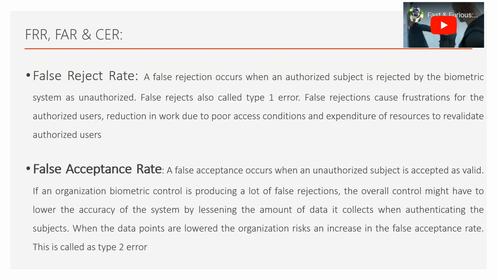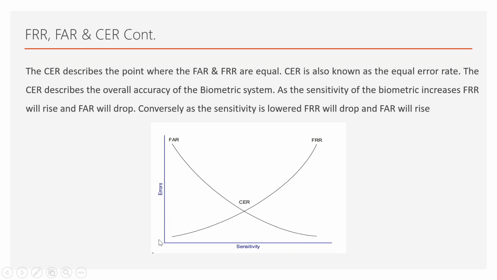So FRR and FAR should be equal. This is what we call the CER. What do you mean by the CER? It describes the point where the FAR and FRR are equal, which is also called the equal error rate. So the lower the CER, the better the biometric system.